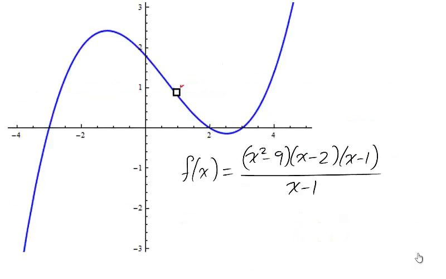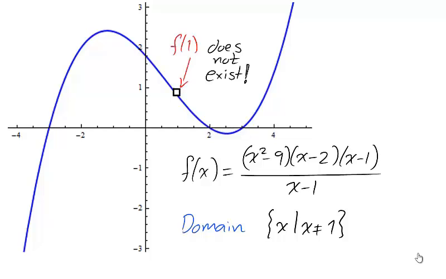Let's investigate the rational function f. The domain of this function is all reals except 1, as division by 0 is not defined. F of 1 doesn't exist, but what is the limit of f as x approaches 1?